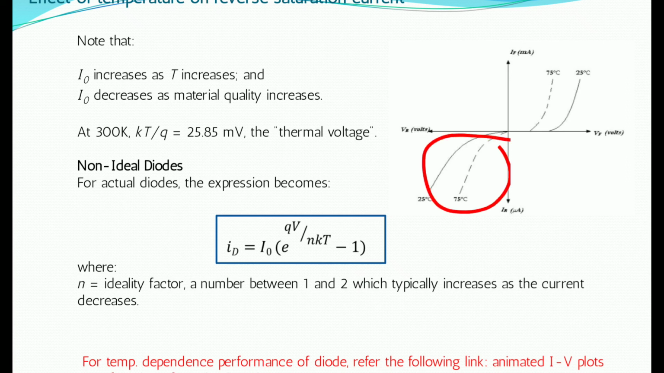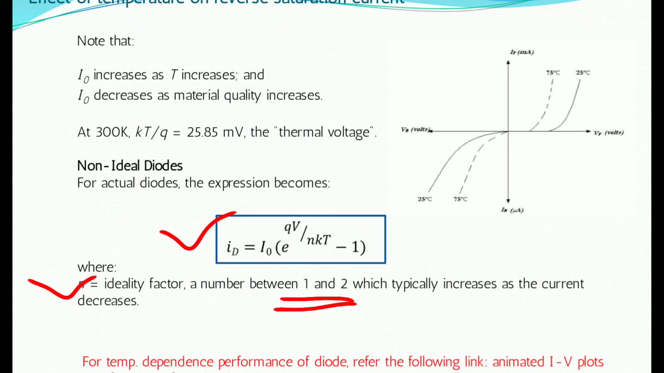This is the reverse saturation current, which increases as the temperature of the junction increases. And what is the factor with which it increases? The increase in the reverse saturation current with increase in temperature is 7% per degree Celsius, for both germanium and silicon diodes. And also the reverse breakdown voltage increases with increase in temperature. This is the equation for non-ideal diodes, where n is the ideality factor which changes between 1 and 2, and it typically increases as the current decreases.